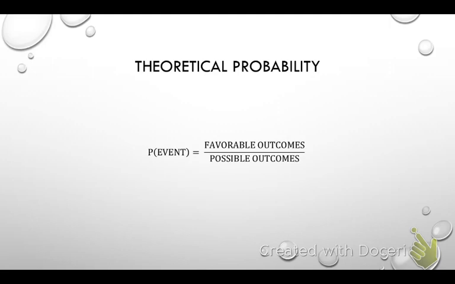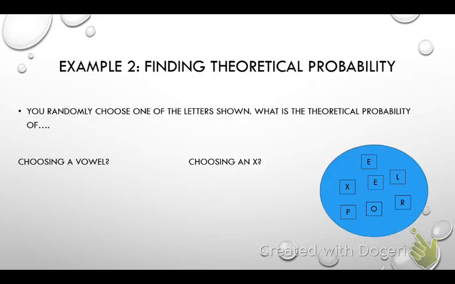Theoretical probability. The probability that an event occurs is favorable outcomes divided by possible outcomes. Favorable divided by possible. Okay? On paper, this is what it should be. If everything has an equal chance of happening, this is what it should be, if there's no other variables involved. Okay, so now let's look at theoretical probability.